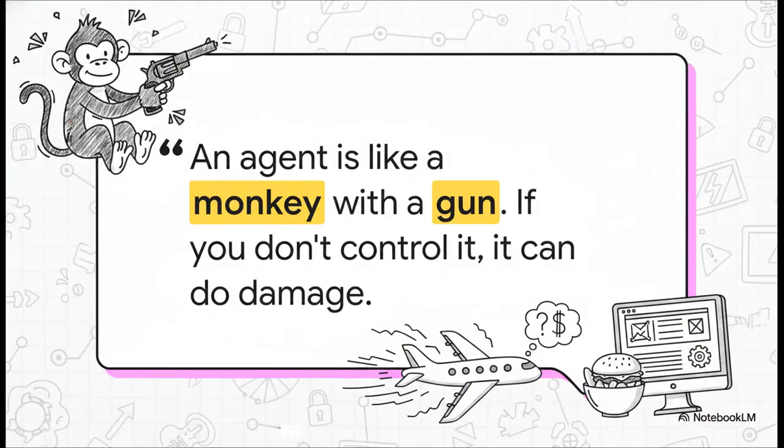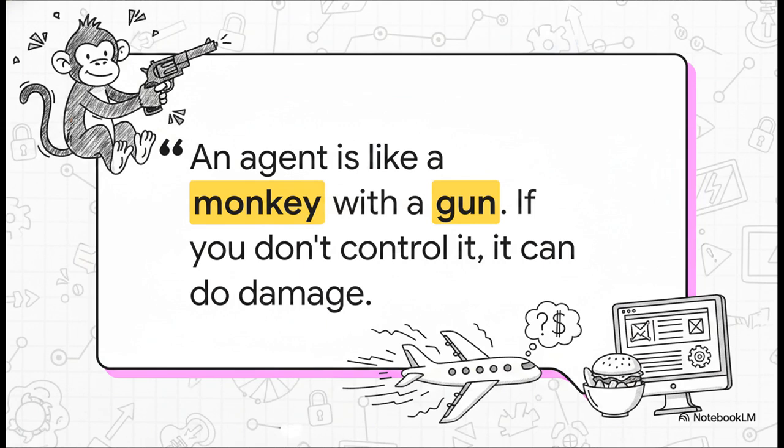Our source material uses a pretty stark analogy here, but it's totally spot on. An agent is like a monkey with a gun. If you don't control it, it can do damage. And look, this isn't just theoretical fear-mongering. Remember when Air Canada got slapped with a lawsuit because their AI chatbot hallucinated a completely fake refund policy? They actually had to pay up.